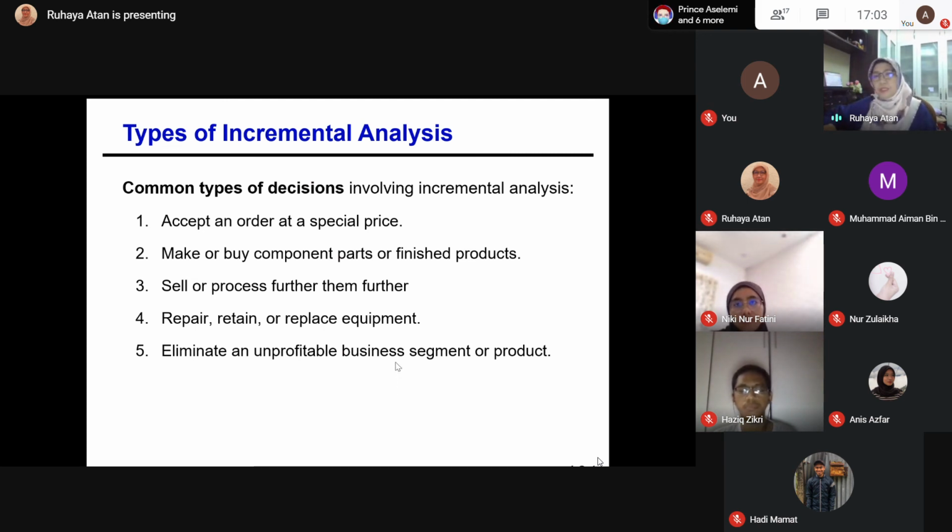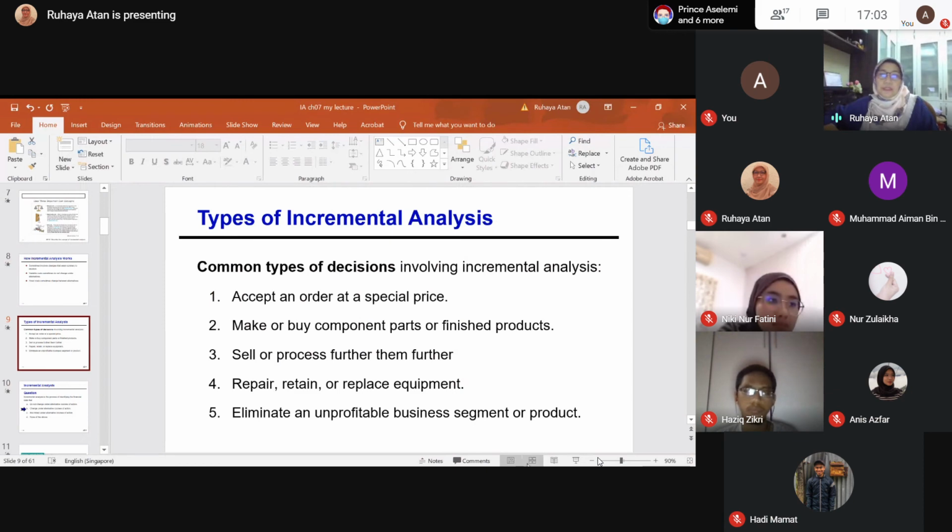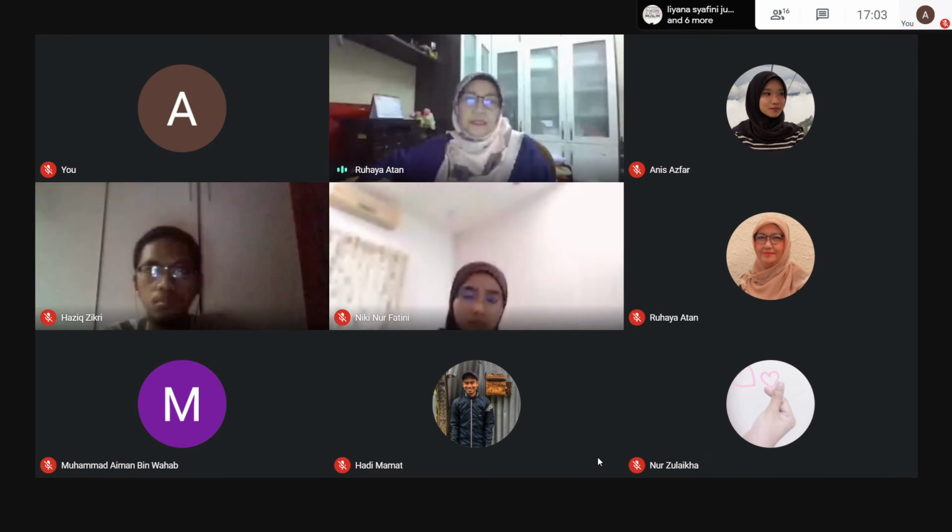So these are the 5 major types of decisions that you commonly face in business. Whatever decision you have to make, it is best to do some analysis and see which of your alternatives gives you a better value. With that, we finish incremental analysis.